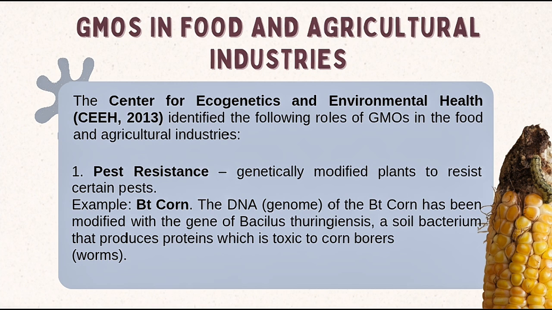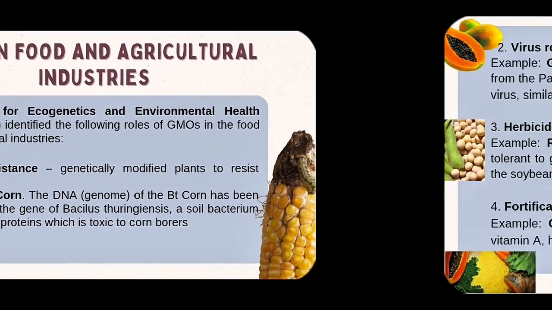So first is pest resistance. Genetically modified plants resist certain pests. It means scientists modify plants so they can protect themselves from insects, and can also kill harmful insects, keeping the crops healthy and productive. For example, the BT corn. The DNA or genome of the BT corn has been modified with the gene of Bacillus thuringiensis, a soil bacterium that produces proteins which are toxic to corn borers or worms.